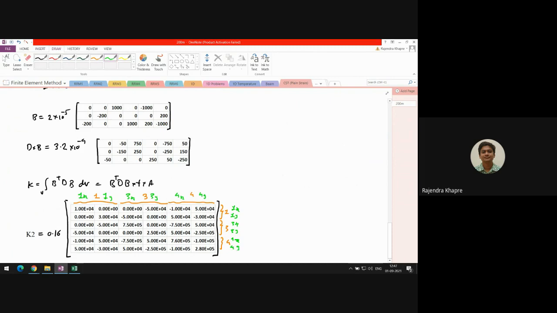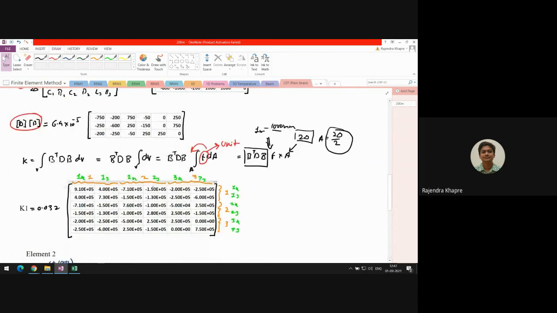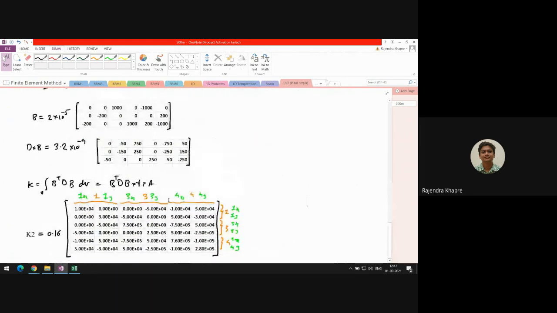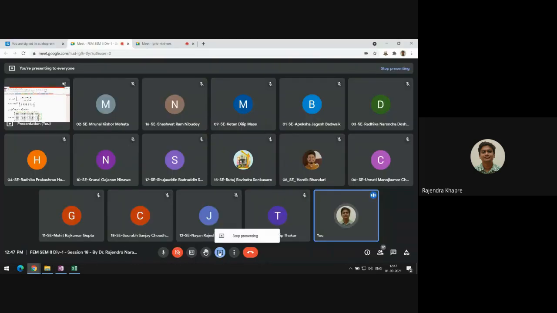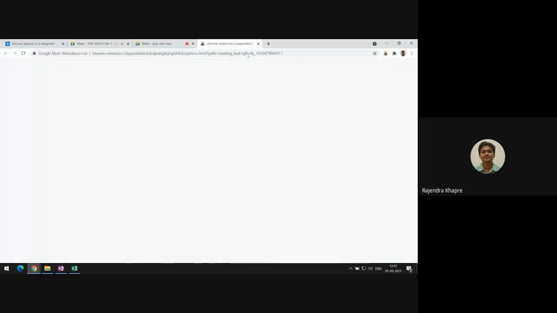Now we have to assemble this, and we already know how to assemble. We just put 1x with 1x in the global matrix, and 2x with 2x in the global matrix. Just for the sake of understanding, for the time being I'm stopping my screen sharing.